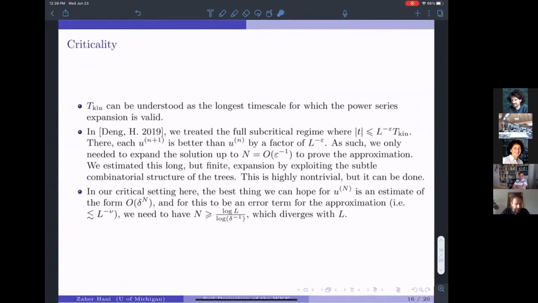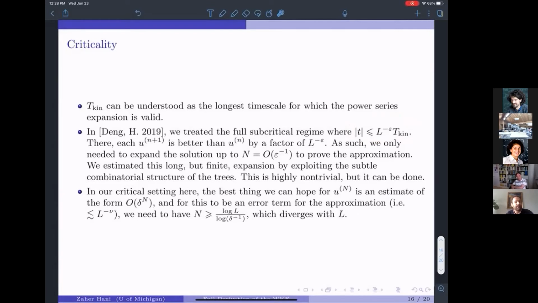So you can understand this kinetic timescale as the longest timescale for which the power series expansion that we talked about of the solution, in terms of the Feynman diagrams or in terms of the trees, is valid, okay? In our previous work, in our first work with Yu Deng in 2019, we treated the full subcritical range, okay? So this is when you think of proving the approximation on the interval t less than L to the minus epsilon times the kinetic timescale. This is really being in the subcritical range.